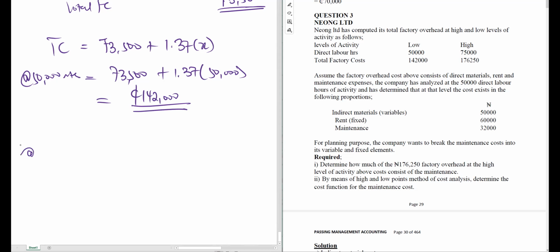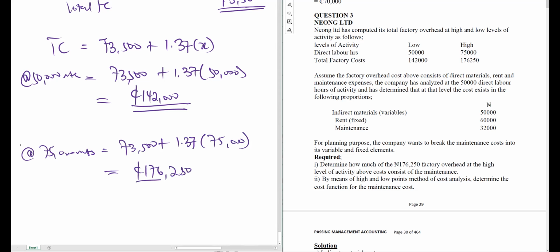Let's try 75,000 units. We put it in, we get 73,500 plus 1.37 by 75,000 units, and I end up with 176,200. Are we on point? Yes, sir. Question maybe one more.